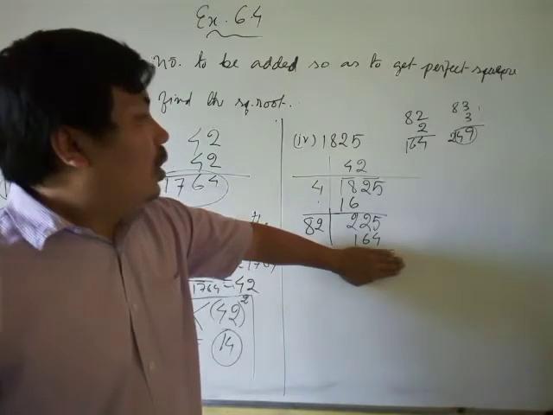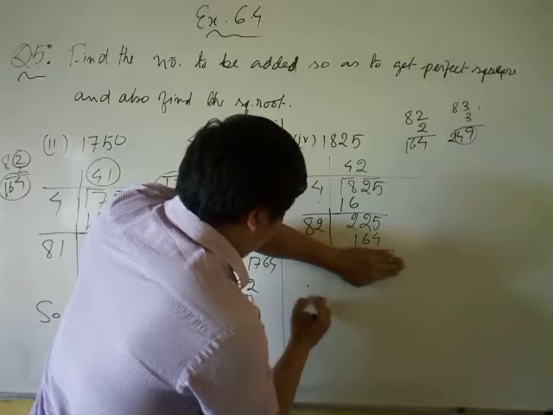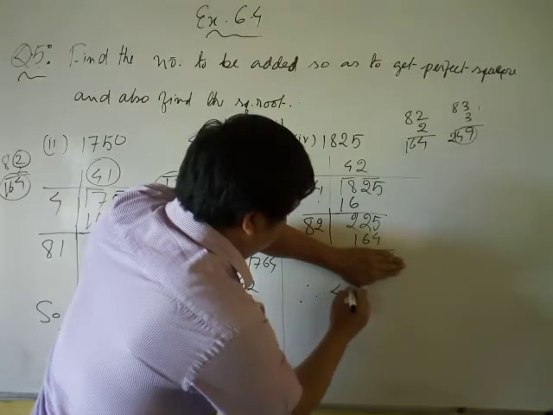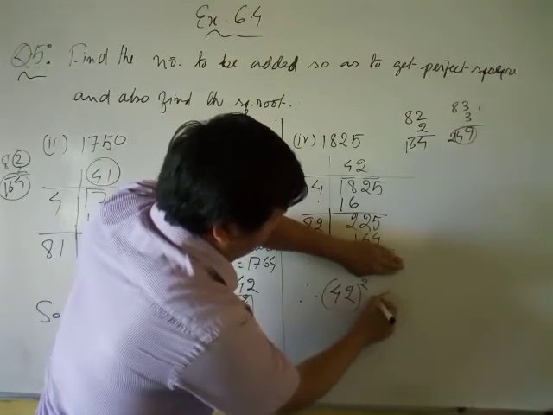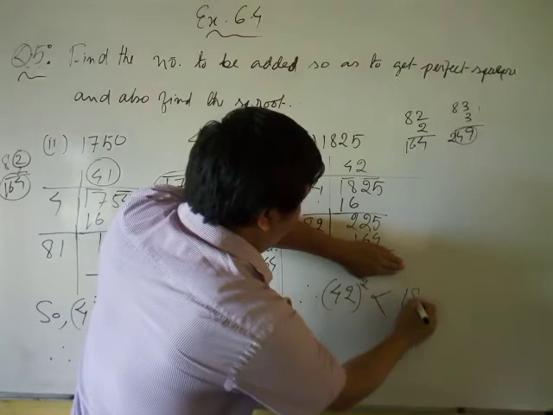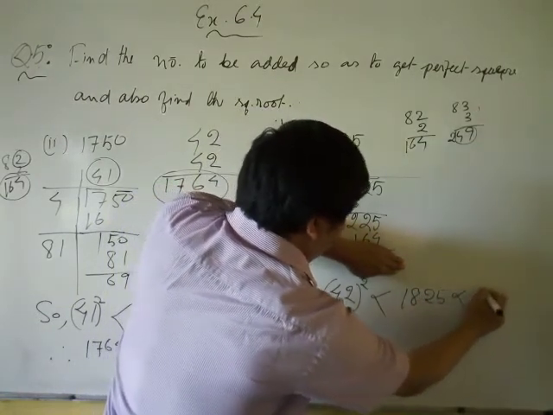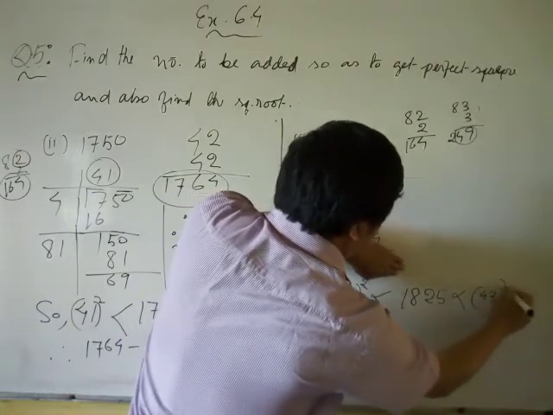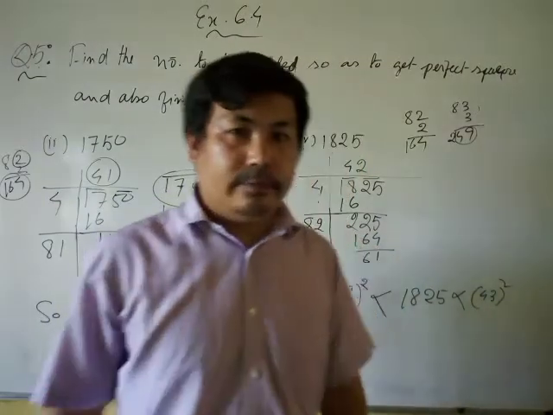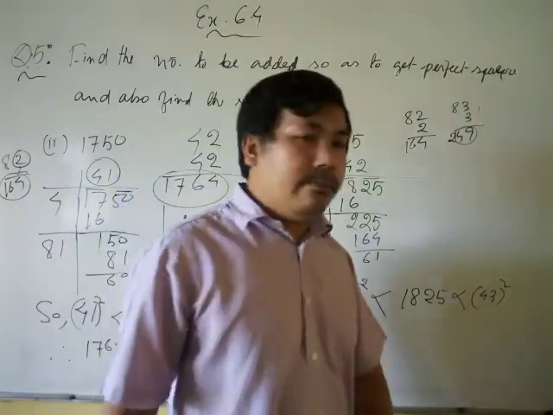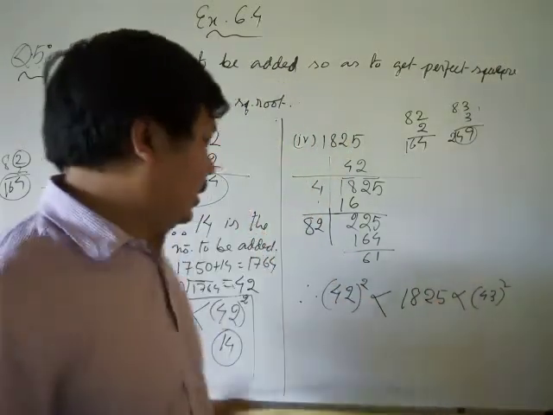So what we have to do? We will take this 42. Therefore, 42 square is less than 1825, and this is less than again 43 square. My dear student, this number is in between 42 square and 43 square. Okay. So what happened? We will take the bigger one, take the square of the bigger one and subtract this from there, like this here.